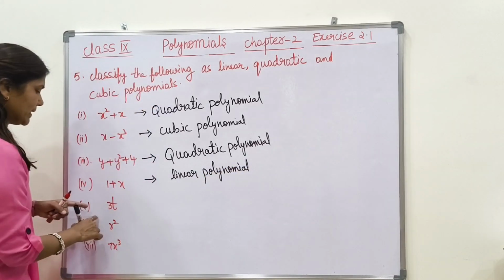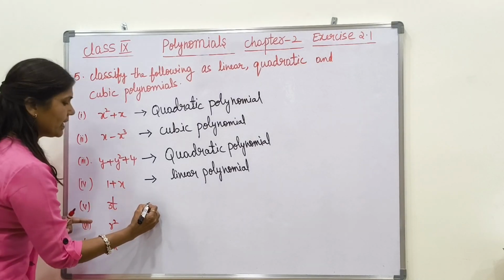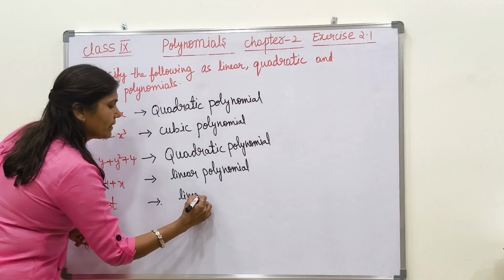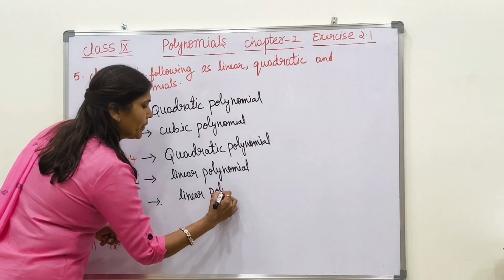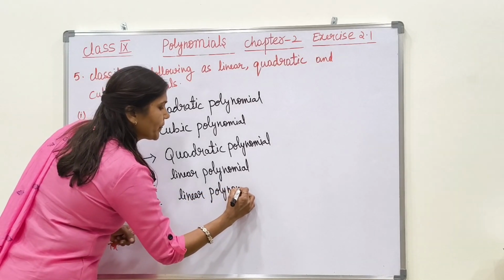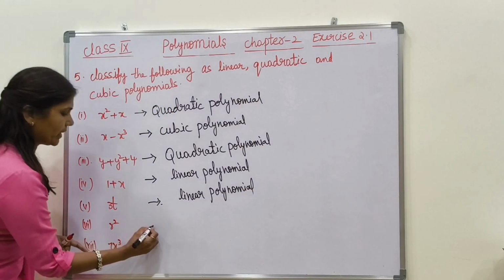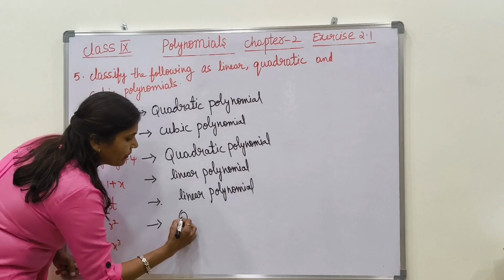See. Next, what is there? Highest power 1 is there. Highest power 1 is there, means again this is also linear polynomial. Polynomial. Okay. Next to see Baba, here highest power 2 is there. 2 is there, means it is a quadratic polynomial.